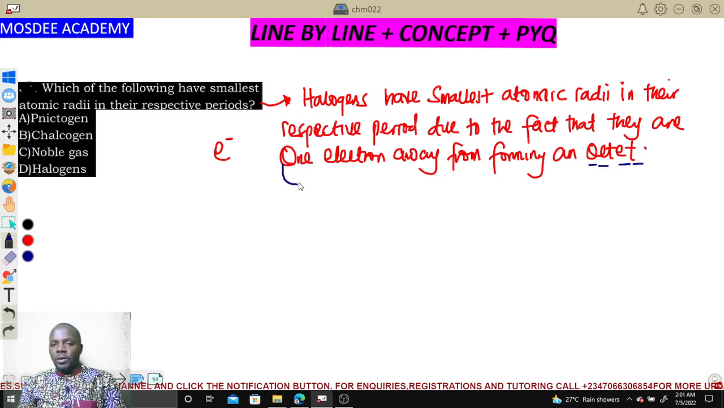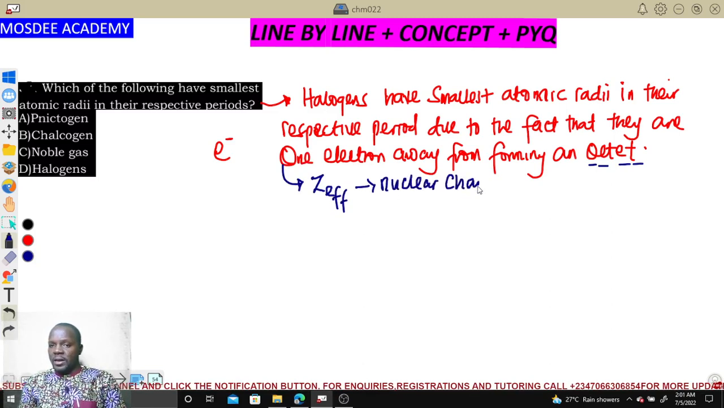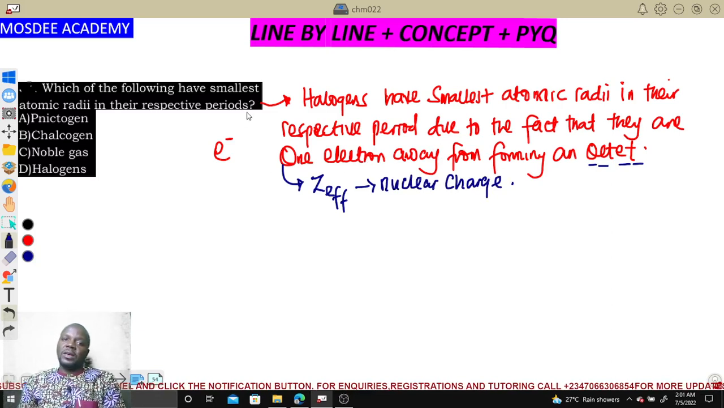So I said because of Z effective, that is just what we are talking about. That is their nuclear charge. They are now very close. So the nuclear charge is one of the reasons why they have the smallest atomic radius in their respective period. So that is the characteristic of halogens.